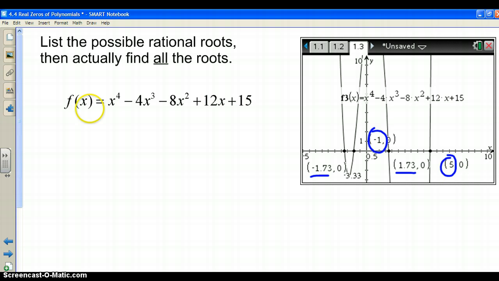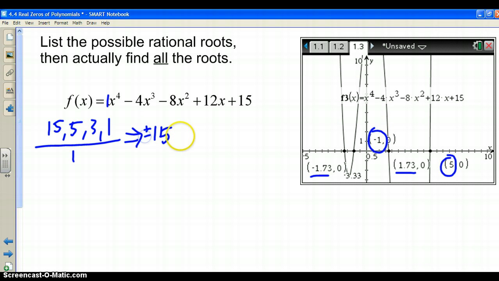Let's just double check. Let's do our whole rational root theorem, just to make sure what happens here. So factors of 15 up top, 15, 5, 3, and 1. Factors of 1 in the denominator. So my possible rational roots would be plus or minus 15, plus or minus 5, plus or minus 3, and plus or minus 1. If there are rational roots, they would come from this group, and you can see -1 and 5 came from this group here, so that's no surprise.